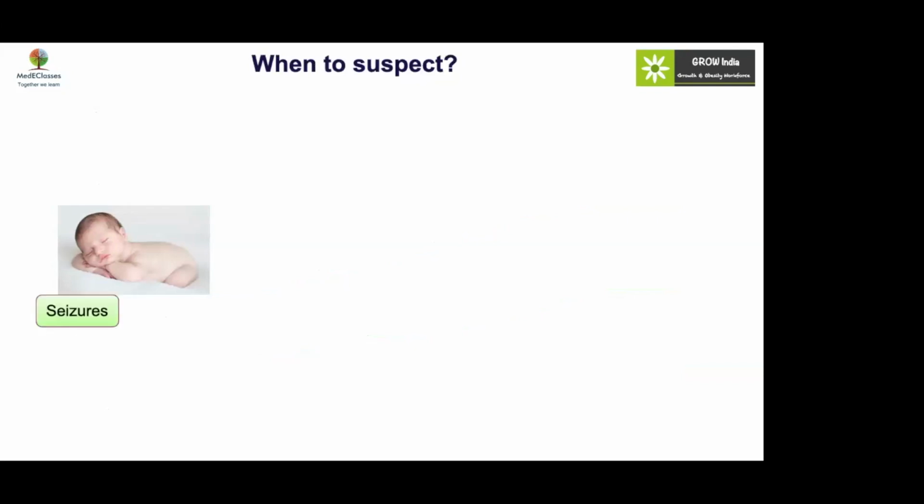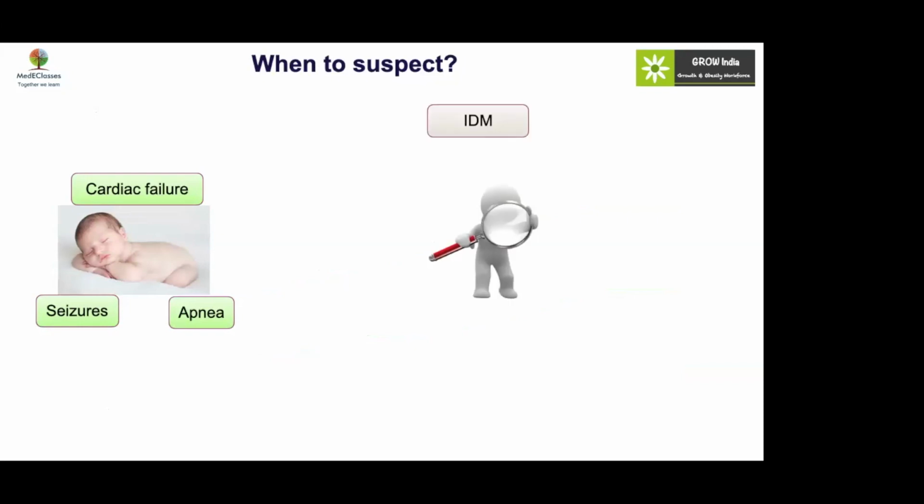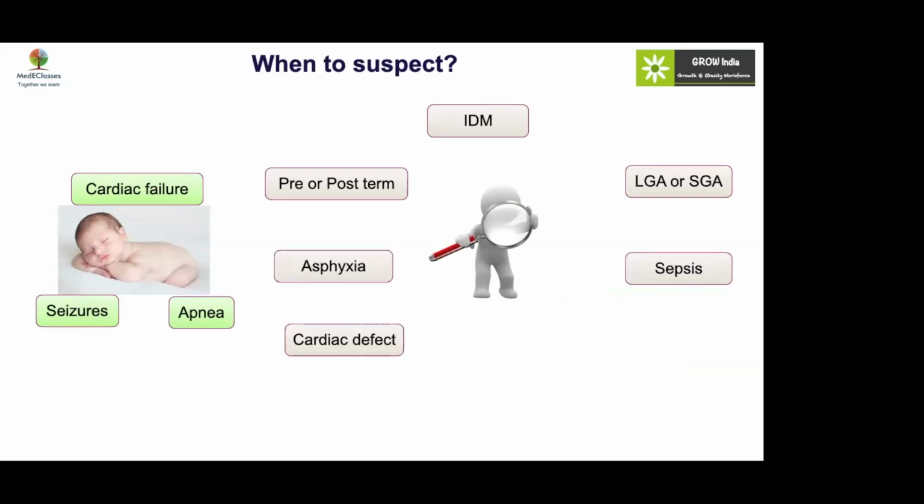Now, when do we suspect hypoglycemia? If there are seizures, cardiac failure, apnea. We should also consider it in the setting of infant of diabetic mother, pre- or post-term delivery, LGA or SGA, asphyxia, sepsis, cardiac defects, micropenis. So with all of these conditions, you have to be very careful in looking for blood glucose. In any sick child, a glucose level should always be measured along with calcium. In all these predisposing individuals, you should measure for the first 48 hours, which is the most crucial time. And of course, 2 hours is the time when the maximum dip will happen in terms of glucose levels.